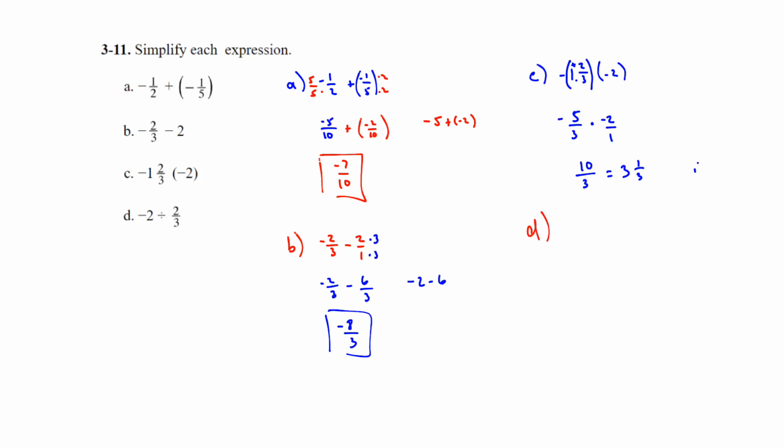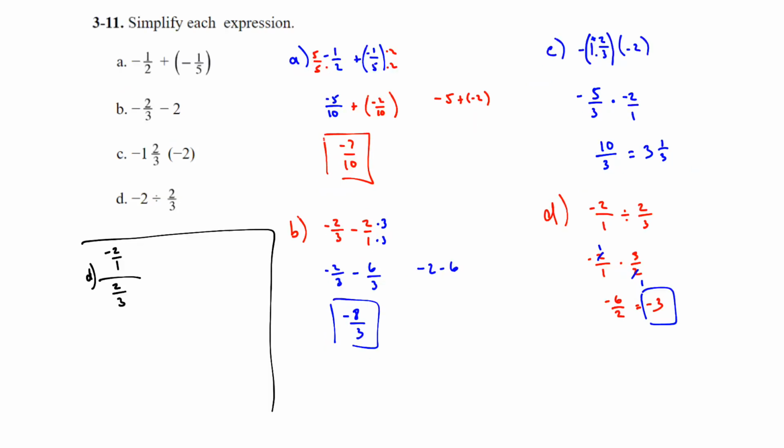And then on D, we have division. Negative 2 over 1 divided by 2/3. So when you divide, you multiply by the reciprocal. So we're going to change this to 3/2, and we're going to change it to multiplication. And so we either can multiply straight across, which would give us negative 6 over 2, and you could simplify that. Or you could cancel any common factors. Either way, you'll get a negative 3 as your final answer.